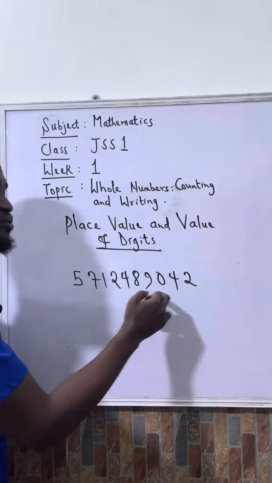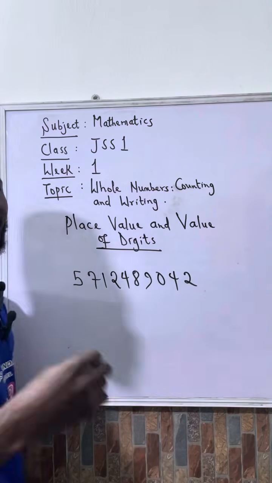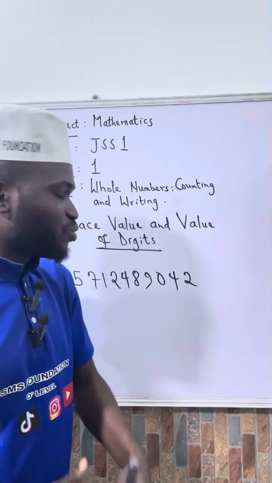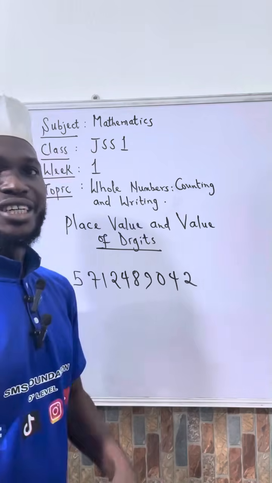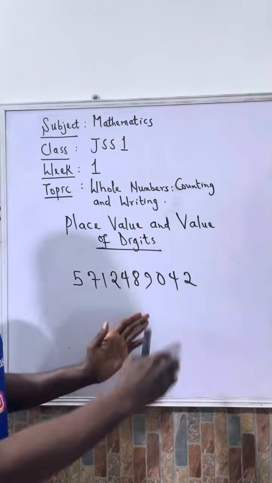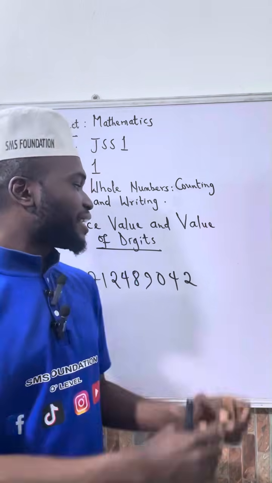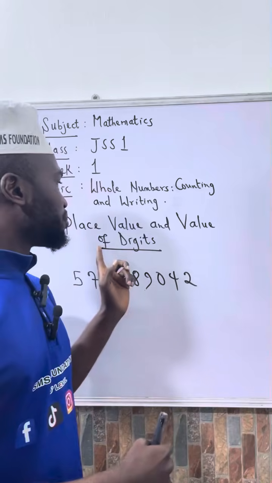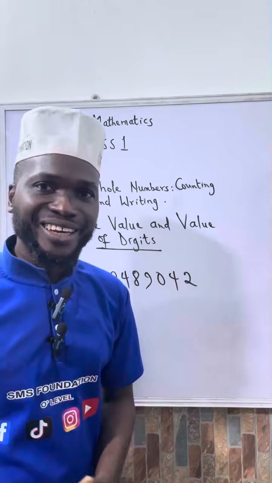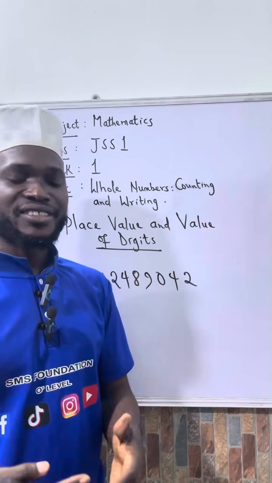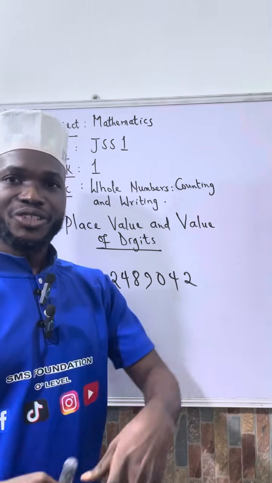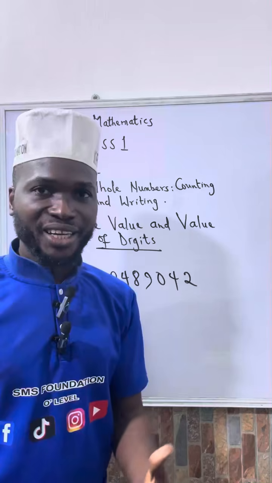Each of the digits in this number occupies a particular position. That position is what we call place value. The position that a particular digit represents is called place value. You will hear words like unit, tens, hundred, thousand, ten thousand. Those are called place value.